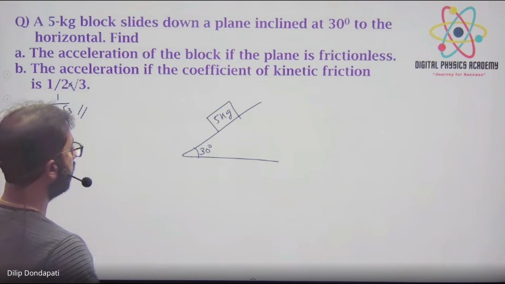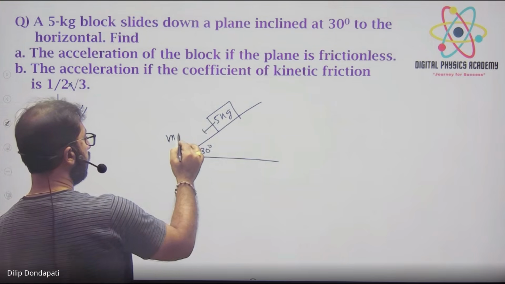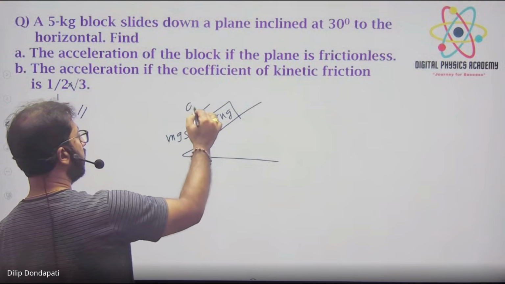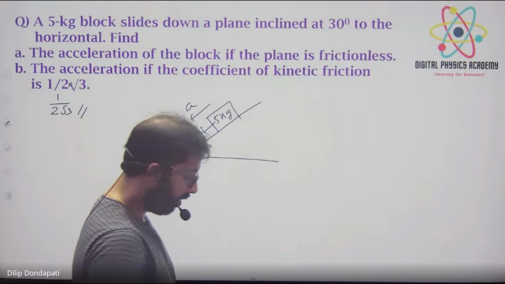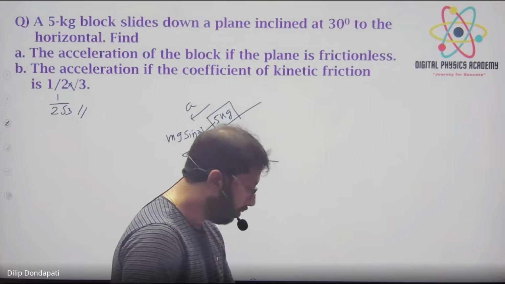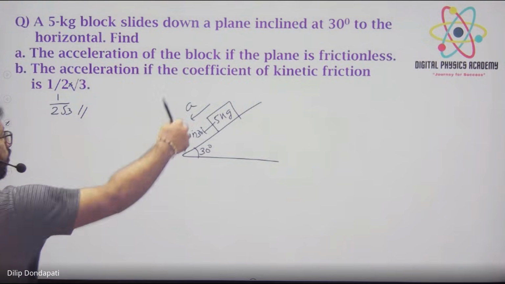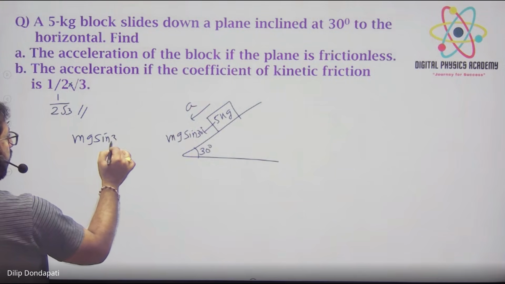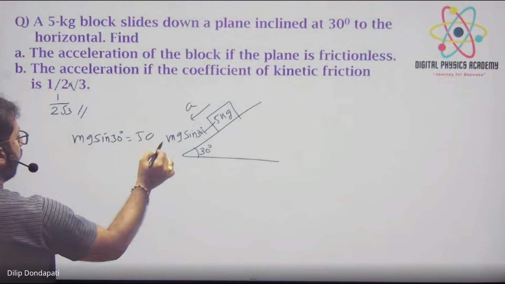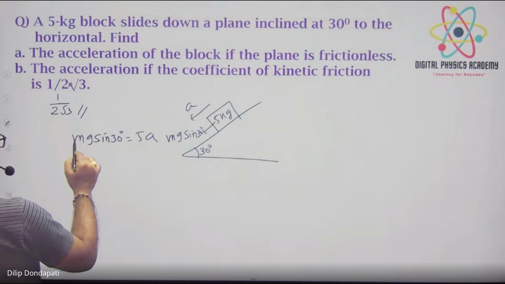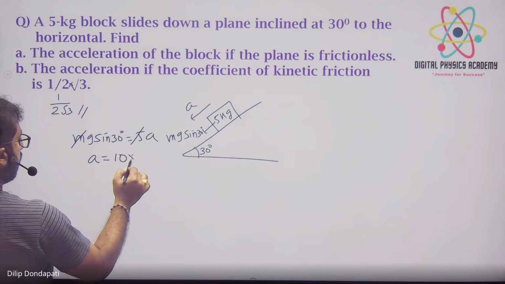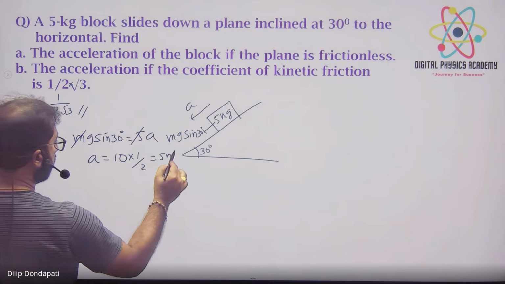एक ही फोर्स फैक्टर है ना, mg sin 30, and acceleration is like this. Now find acceleration. Net force equal to ma. So net force equal to ma लगाओ. So mg sin 30 is equal to 5a. 5 cancel. So a is equal to 10 into 1/2. That is 5 meters per second square.